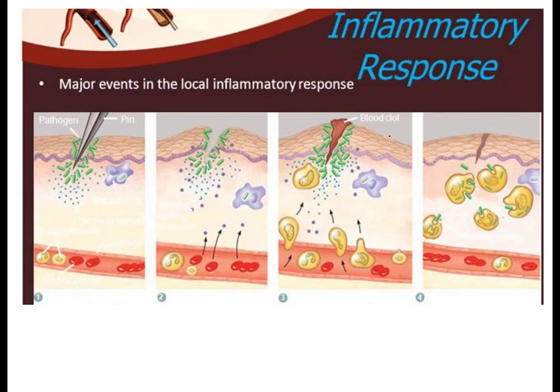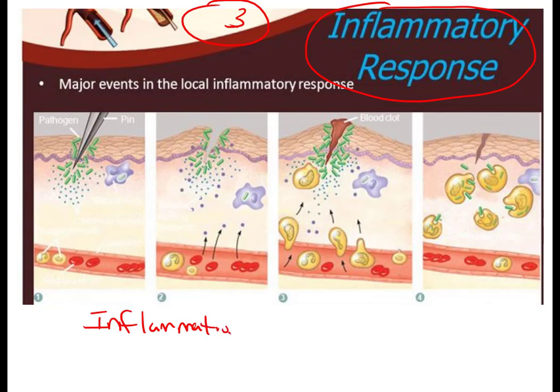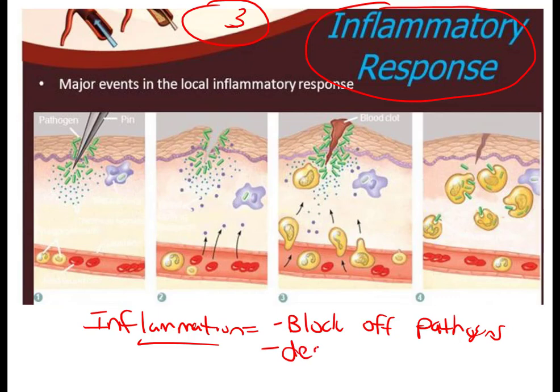The third innate immune response is the inflammatory response, also often called inflammation. The purpose of inflammation is to block off pathogens so that they can't spread around in your body. It's going to block them off and then destroy them before they can affect you in any way. So here's a nice example.